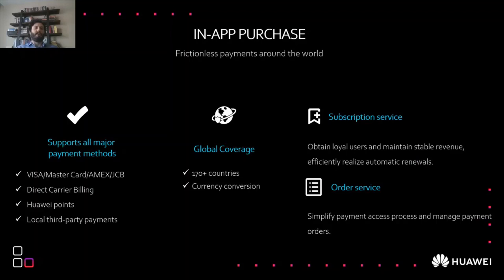For the monetization part, let's look at In-App Purchase and Ads Kit. In-App Purchase is supported in more than 170 countries by us. It supports the major credit card payment services, and you can also have direct carrier billing and Huawei points, and we are also cooperating with local payment parties. So you can have currency conversion on our platform. You can create the product and have automatic currency conversion for other countries and other rates. What we provide with In-App Purchase is consumable, non-consumable, and subscription services.